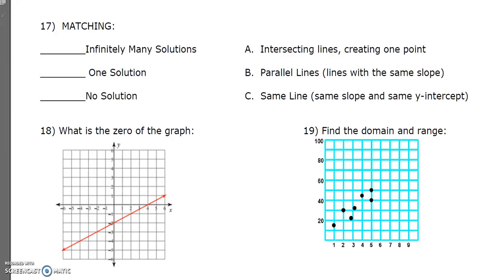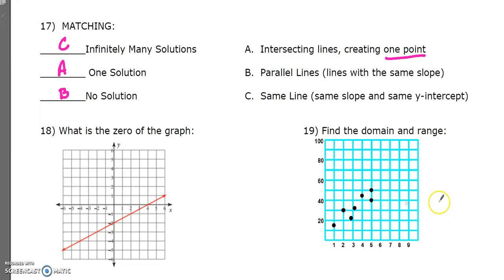So 17, we are just matching. We have infinitely many solutions, one solution or no solution. So over here, A says intersecting lines creating one point. Well, if I have one point, that means I have one solution. B says we have parallel lines. Well, if we have parallel lines, they're never intersecting, so that means we have no solution. And then, of course, the same line would be infinitely many solutions.